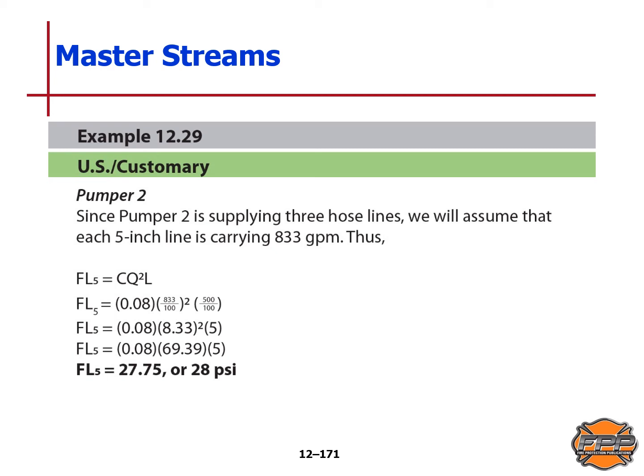So we take friction loss for 5 equals, we're just plugging in the numbers, 0.08 times 8.33 squared times 5. So friction loss for 5 is 0.08 times 69.39 times 5. So friction loss for 5 is 27.75 or 28 psi.